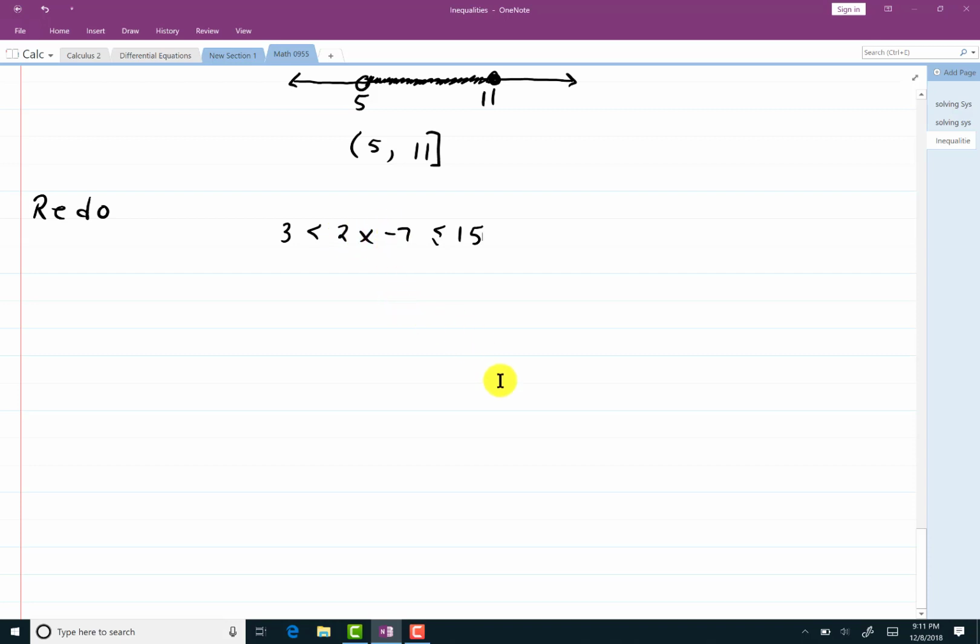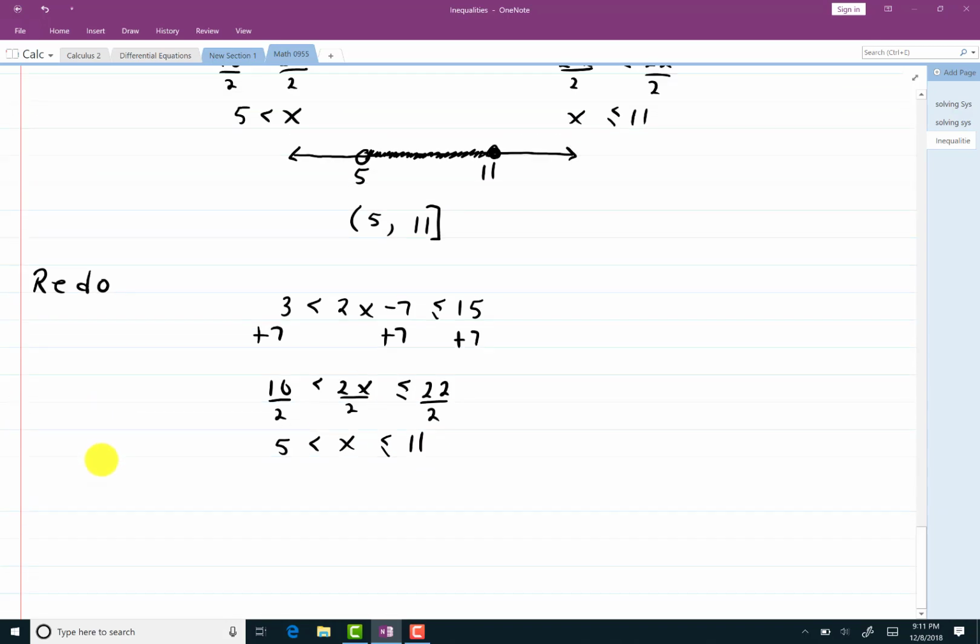The first thing that you would do is you would add 7 to get that away. Well, I just add 7 to all three components of the inequality. And so I get 10 is less than 2x is less than or equal to 22. And now I'll do the same game. I'll divide everything by 2, and I'll get 5 is less than x is less than or equal to 11.